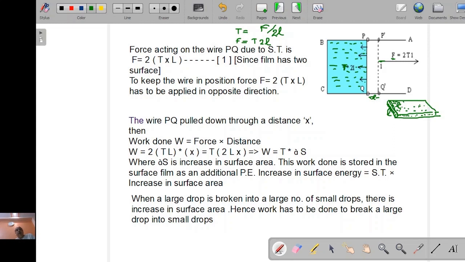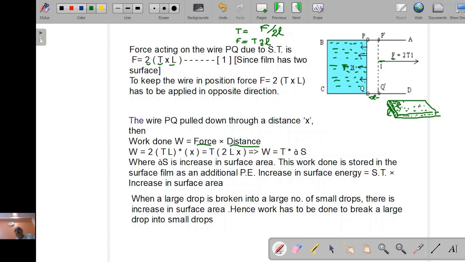The work done is equal to force into distance. We already calculated the force. The force is 2 into T into L, or T into 2L, and the distance is x. So it is T into 2L into x.